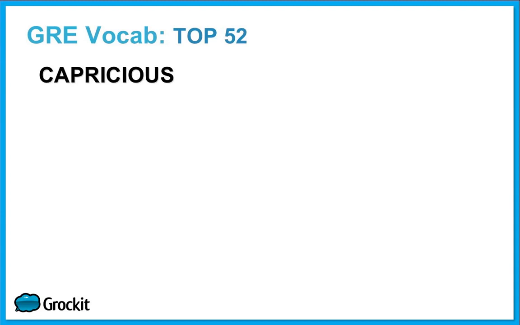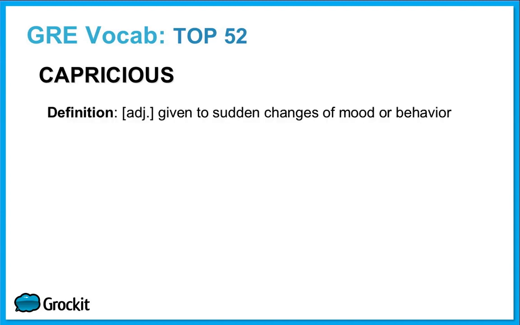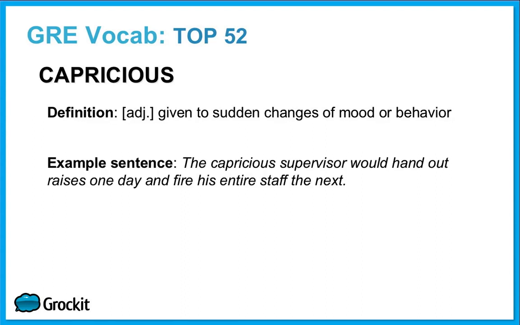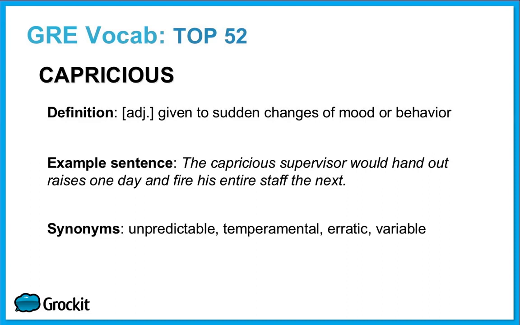Our 21st word is capricious. Capricious is an adjective. It means given to sudden changes of mood or behavior. The capricious supervisor would hand out raises one day and fire his entire staff the next. Unpredictable, temperamental, erratic, and variable are all synonyms.